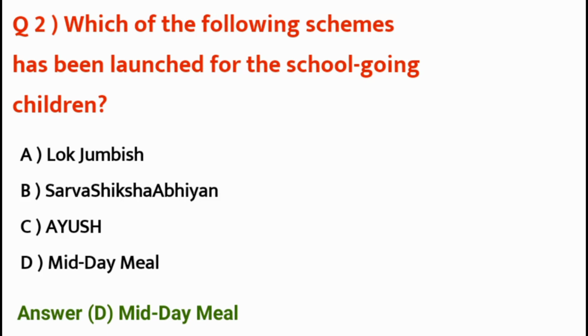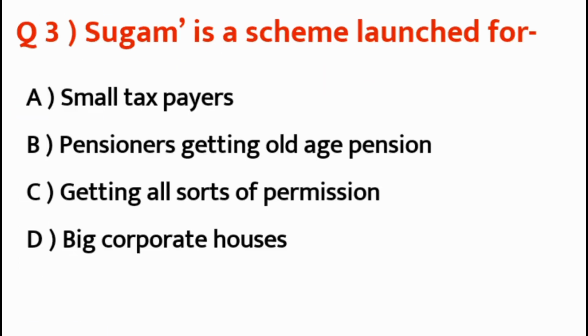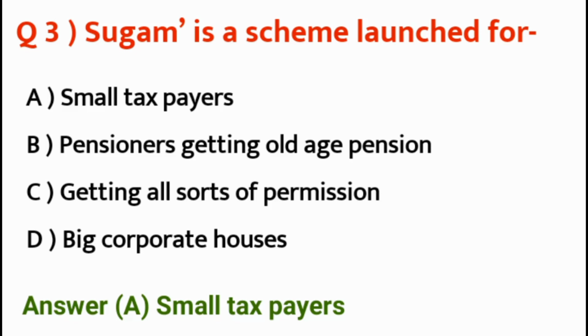Next, question number 3. Sugam is a scheme launched for. These are the options, and the correct option is option A, small taxpayer. Sugam is a scheme launched for small taxpayers.